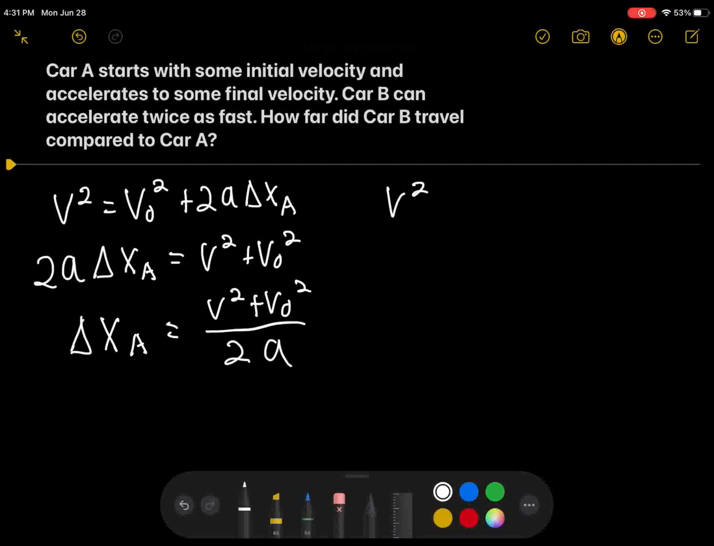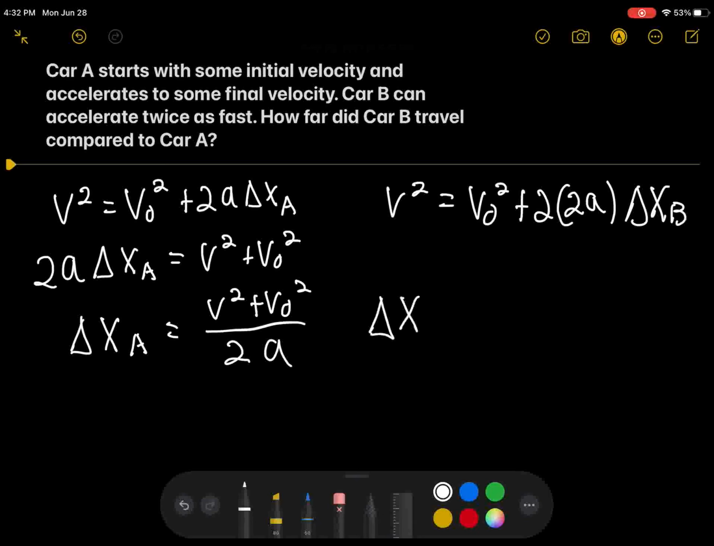Now let's do the exact same math for car B. V squared equals v naught squared plus 2. Now we did say that car B can accelerate twice as fast, so this would just be 2a times delta x sub b for car B, and when we do all of that algebra, we would get x sub b is equal to v squared plus v naught squared all over 4a this time.